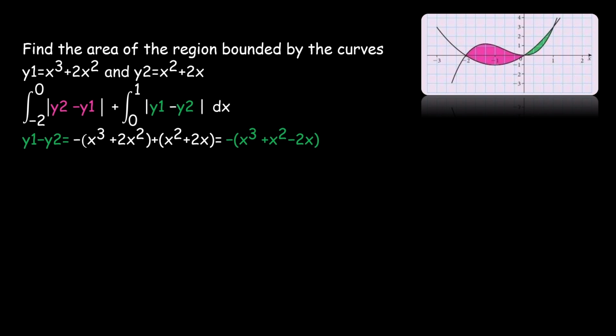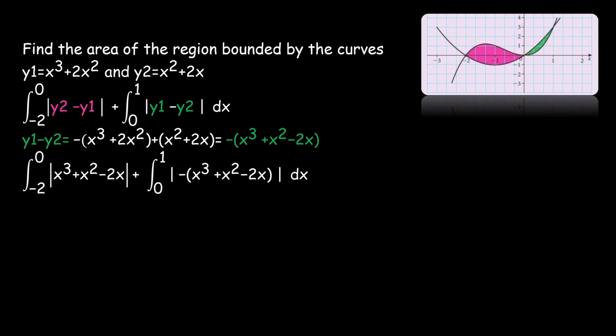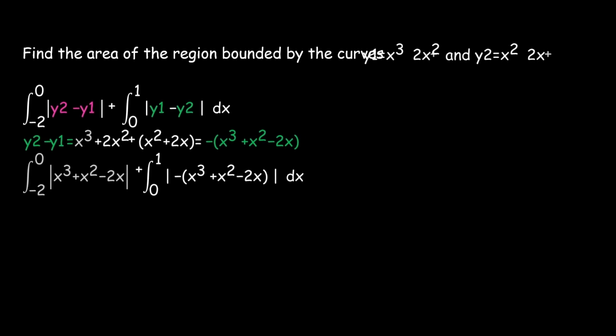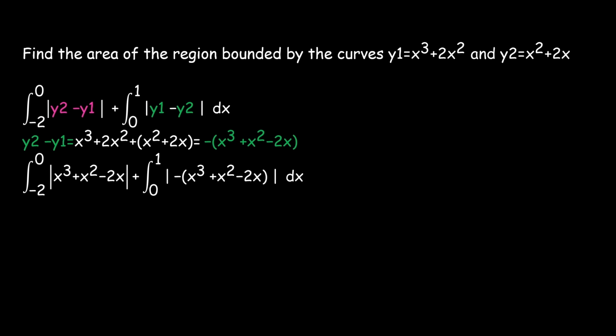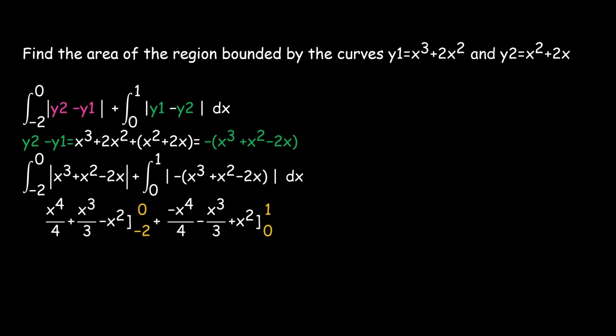Okay, so let's plug that in, integrate them by adding 1 to the power and dividing by the new power. We're going to have x to the power 4 over 4 plus x cubed over 3 minus x squared from -2 to 0. And then the same function from 0 to 1. The same function with slight difference of a negative, of course. Don't get me wrong.